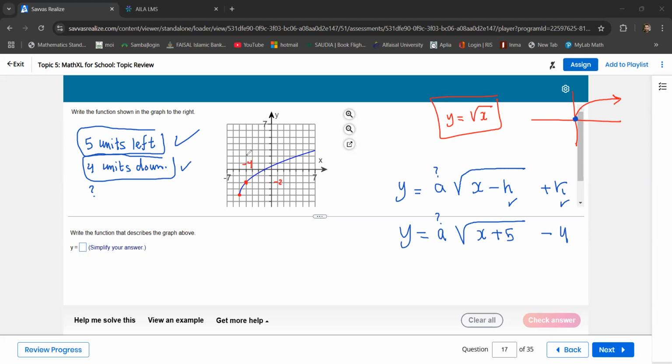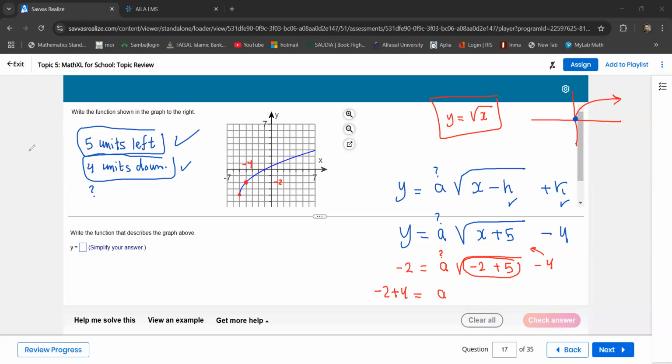We can substitute -4 in the place of x and -2 in the place of y. So I'm gonna put here -2 equals a, and we need to know what is this a, square root x, which is -2 plus 5 minus 4. I'm gonna move -4 to the other side. I'm gonna add those. So here will be +4, means -2 plus 4 is equal to a.